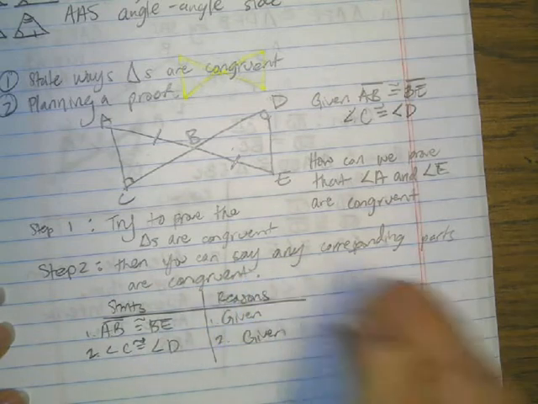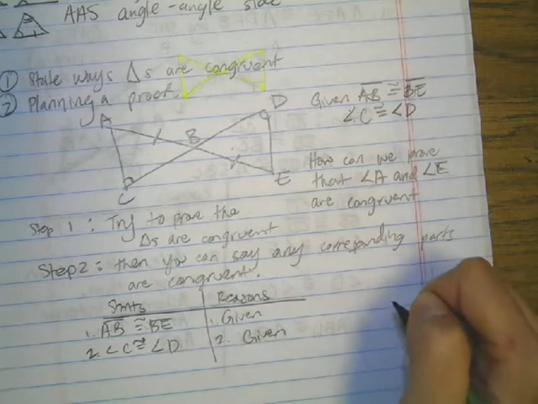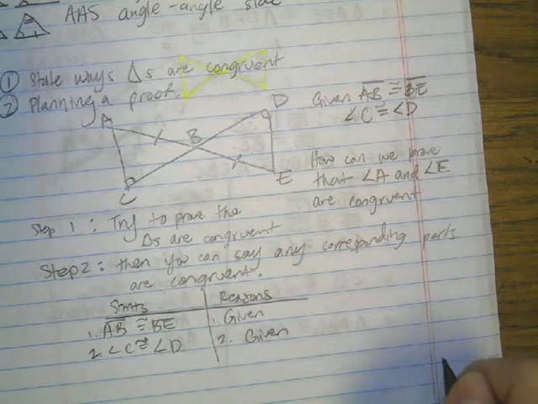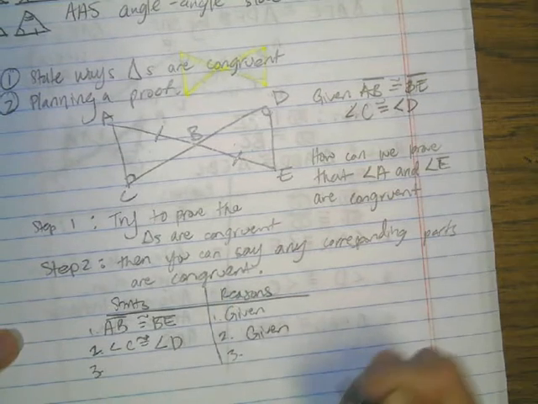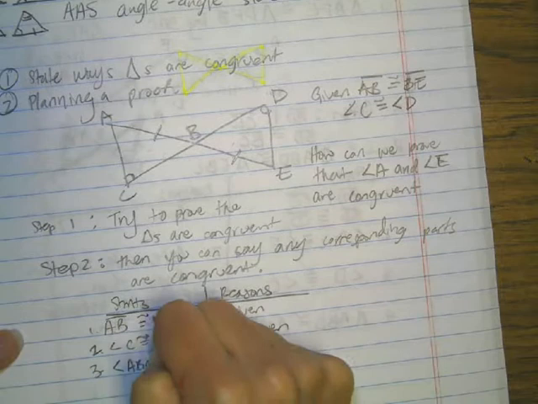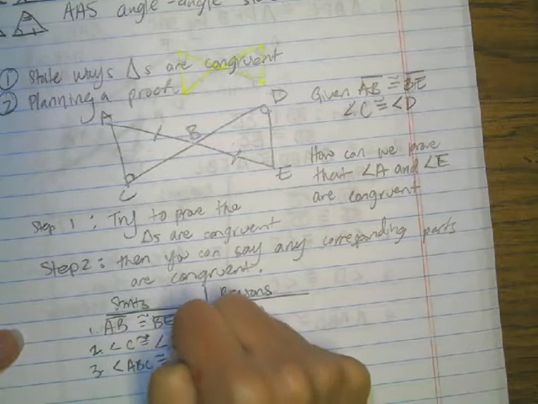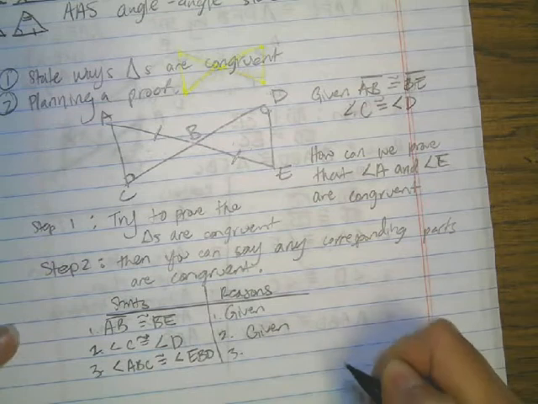Now, what last piece of information can we say that will help us prove these triangles congruent? Yes. Angle B is congruent to angle D. Perfect. Except we want to say angle ABC is congruent to angle EBD. And why is that? Because it's vertical angles. Good. So vertical angles are congruent.